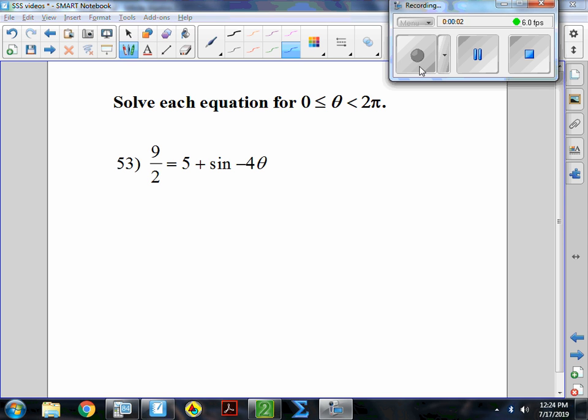Okay, 53. For the next few problems, I'm not going to draw out the graphs. I'm just going to focus on how to get the answers algebraically. Did plenty of videos where we're looking at the graphs. So you have sine of negative 4 theta.